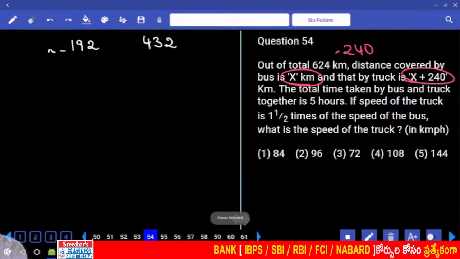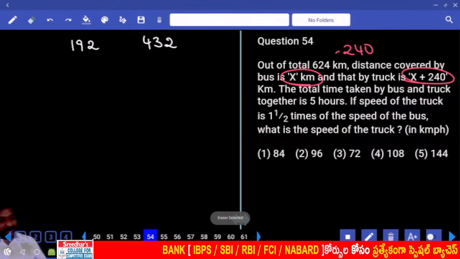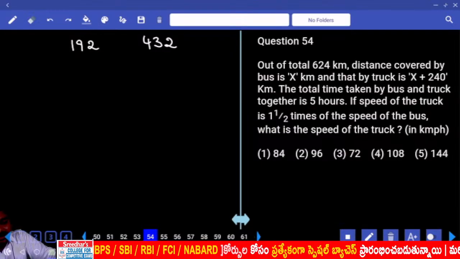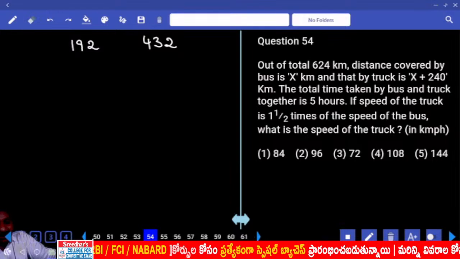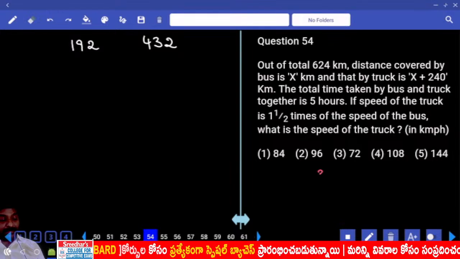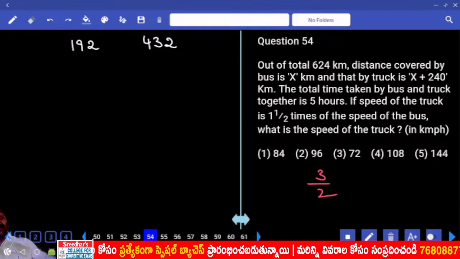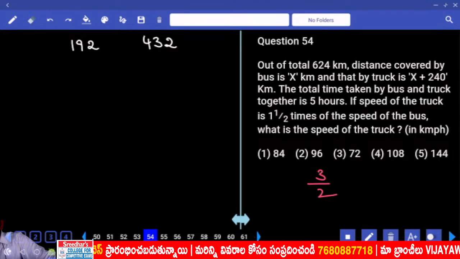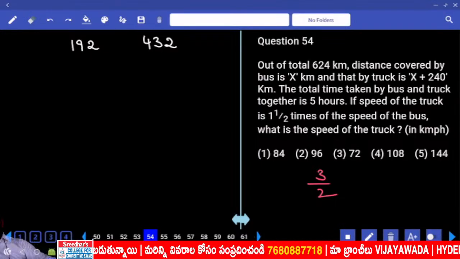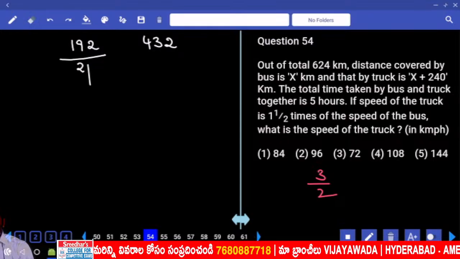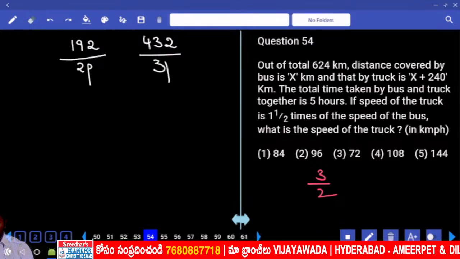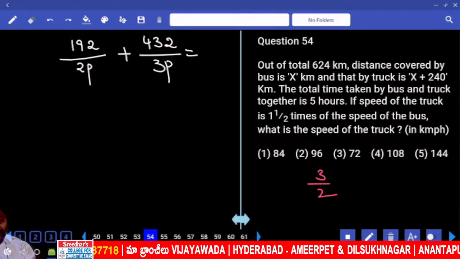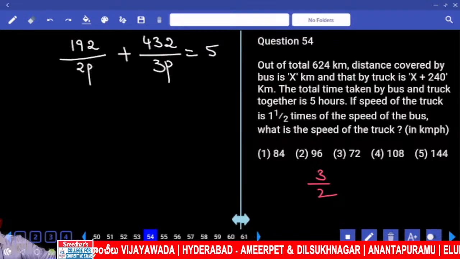Is this okay? Next. The total time taken by the bus and truck together is 5 hours, if the speed of the truck is 1 by 2 times more than the speed of the bus. 1 plus 1 by 2 is 3 by 2. Truck speed is 3 by 2 times the bus speed. Denominator 2, truck depends on bus, so bus speed is taken as 2 parts and truck speed becomes 3 parts. Distance by speed will give total time, which is equal to 5.